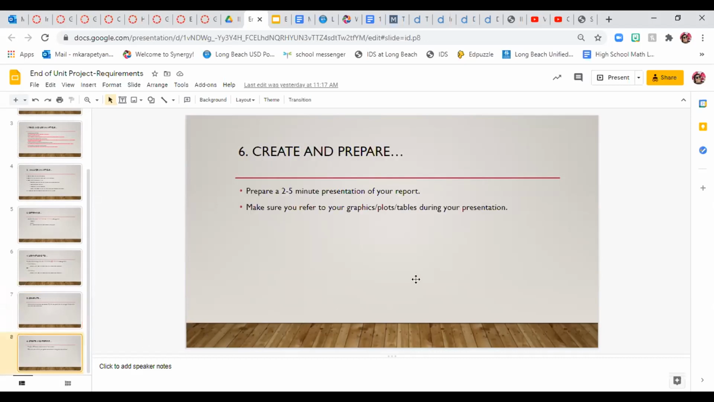And then you're going to create and prepare a 2 to 5 minute presentation of your report. Make sure that you refer to your graphics, your plots, and your tables during your presentation.